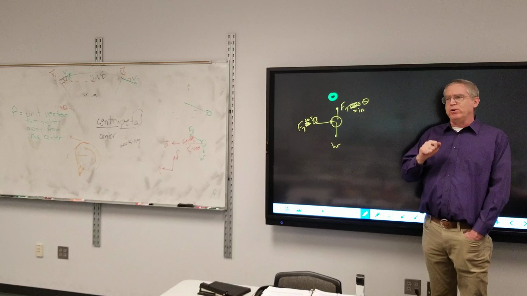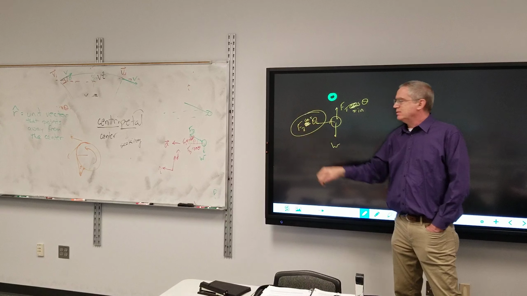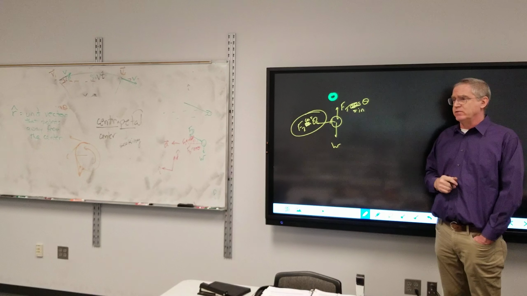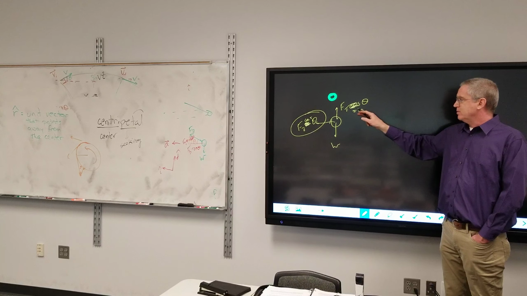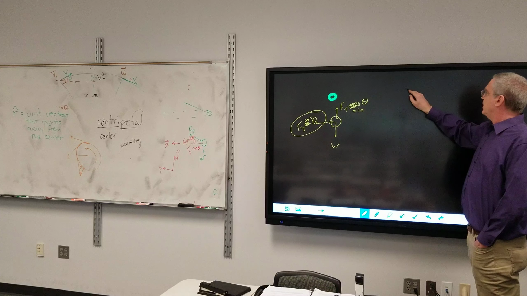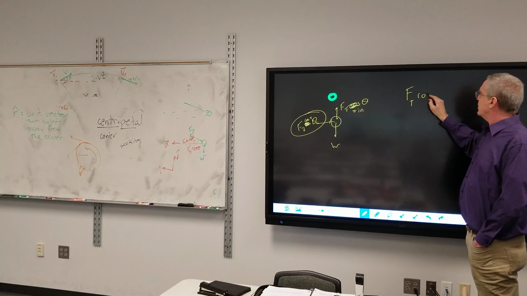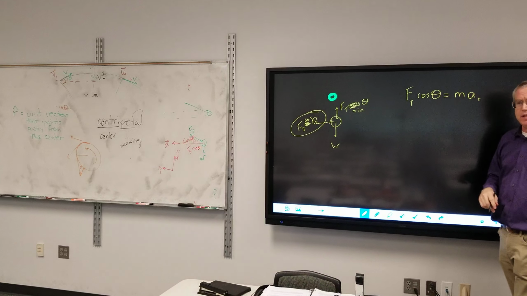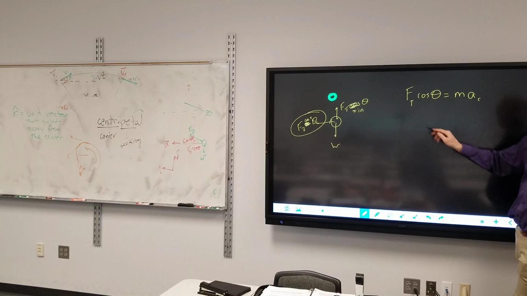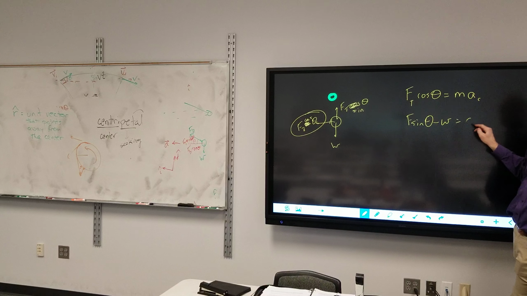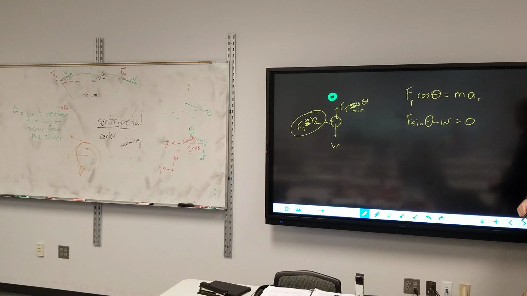So the centripetal force is that. Tension is not the centripetal force, it's the horizontal component of the tension, which is the centripetal force. This counters out the weight. So if we did our equations of motion, I'd have Ft cosine theta is equal to mass times a, I'll put a little c there to indicate it's centripetal acceleration. And then I have F sine theta minus the weight is equal to 0, because it's not accelerating up or down.